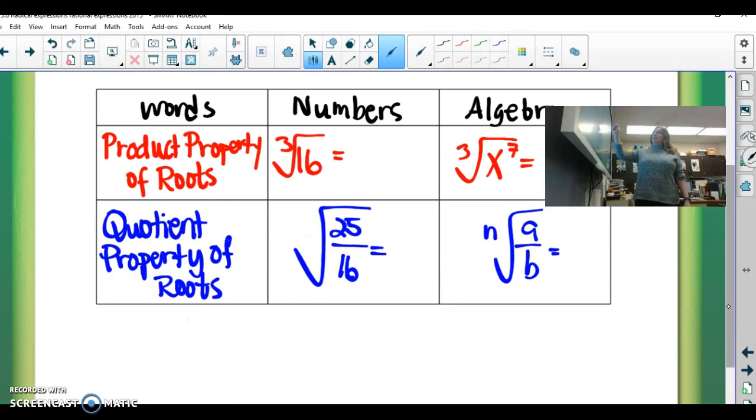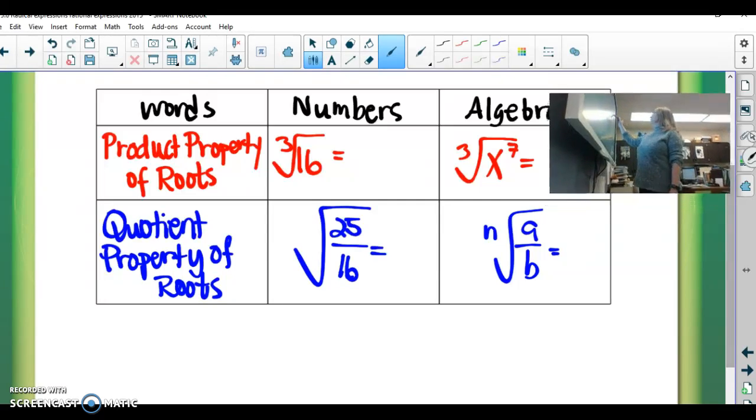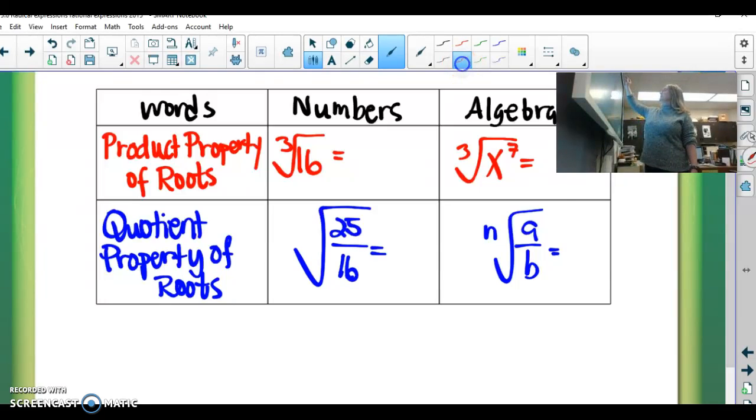Here's an example. If you have the cube root of 16, and we want to simplify that, we can split this up into the cube root of 8 times the cube root of 2. The reason I'm going to do that is because I want to pull out any perfect cubes that are in this radicand right here. And 8 is a perfect cube, with a perfect cube root of 2.